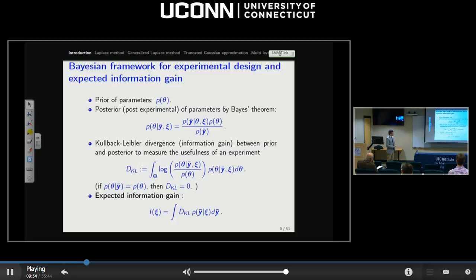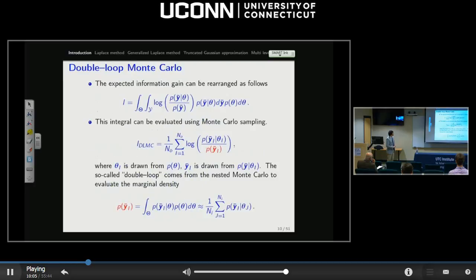If you choose to sample from the prior, which you can also do if you rearrange the joint distribution of theta and y, you end up with this formula of the expected information gain. If you do a sample average, you can write the double-loop Monte Carlo estimator as a sample average of the log ratio, where you sample theta i from the prior and sample yi from the likelihood.